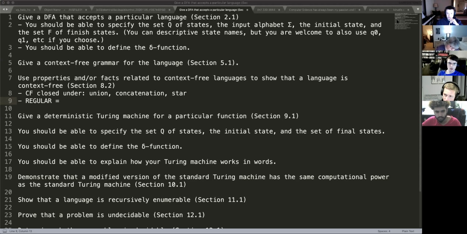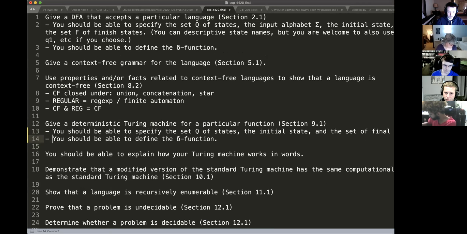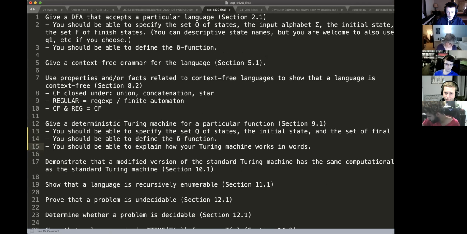Excuse me. All right. Give a deterministic Turing machine for a particular function. That's what we just did, right, with the subtraction. Yeah. So that's cool because it's deterministic. I'm actually glad we didn't do the non-deterministic ones because they're a bit freaky. Like, I'm guessing this, but I cannot guess that. All these other points are just bullet points for this, aren't they? You should be able to specify the Q set of states. You should be able to define the delta function. And you should be able to explain how a Turing machine works in words. Okay.